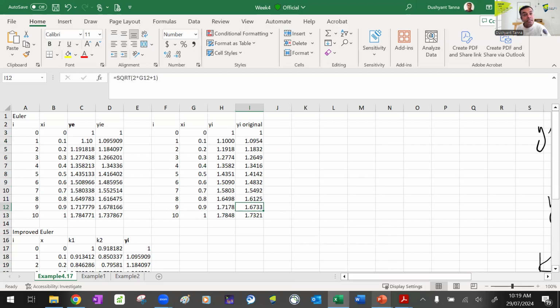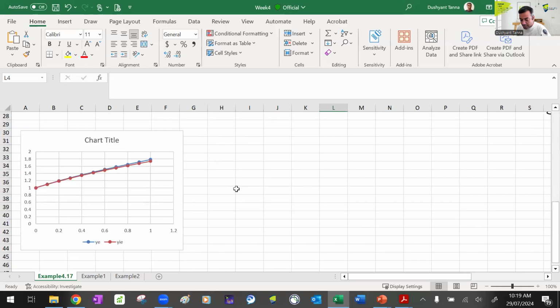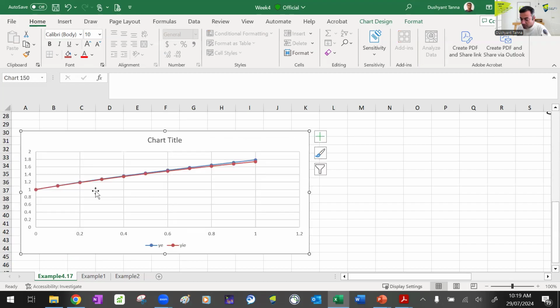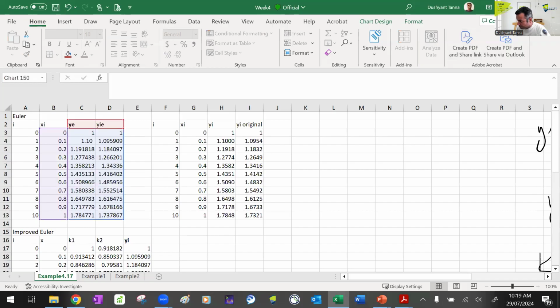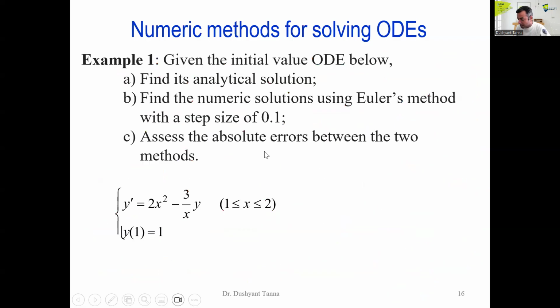Right, so that's the Excel part of it. There is improved Euler. We are not going there yet. And then this is a comparison between the actual and the improved Euler, which one is better and how that works. We'll come to that again. Cool. Any question, please get in touch. We keep continuing. We got one more problem.